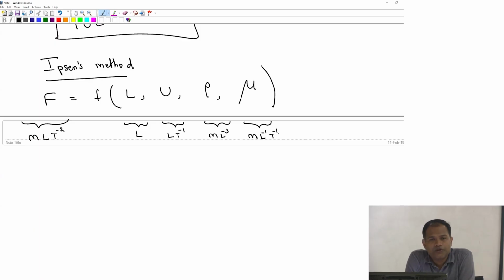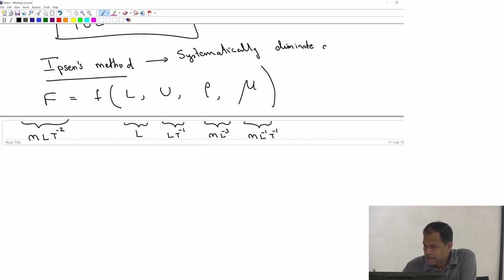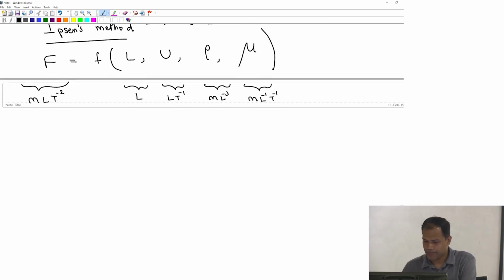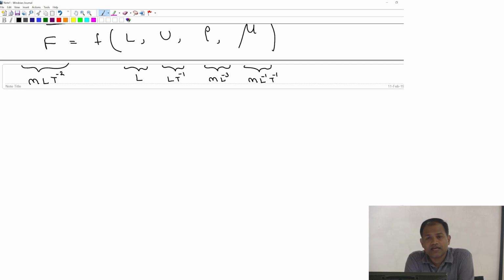So in this method, what you have to do is you have to systematically eliminate dimensions. Ibsen's method says that systematically eliminate dimensions. That's all it says. We have got mass, length and time. Let's say we decide to eliminate mass first.